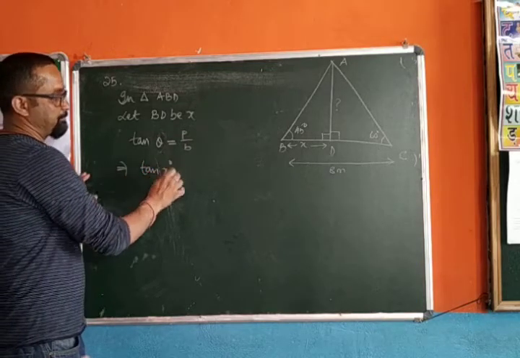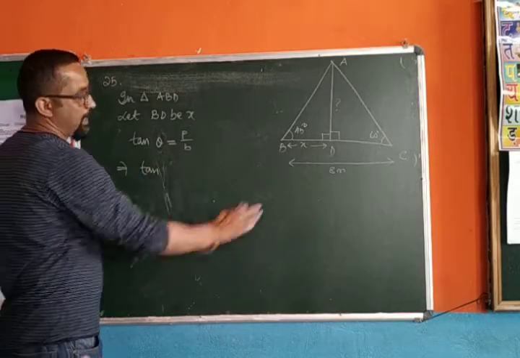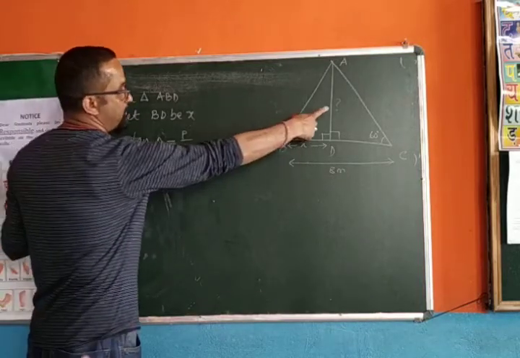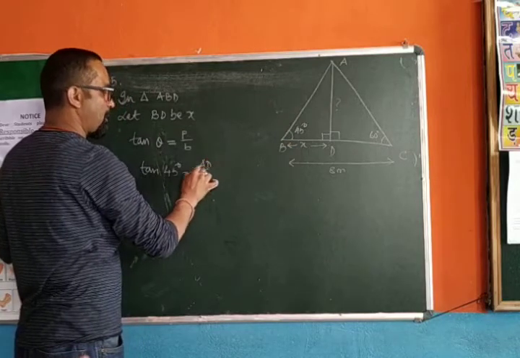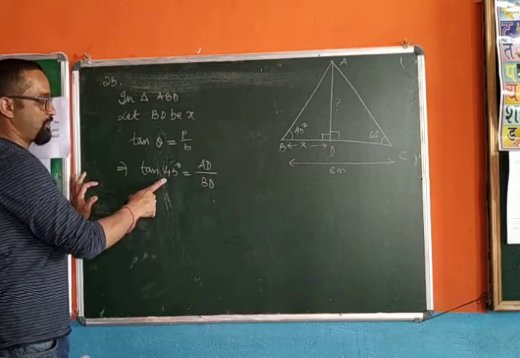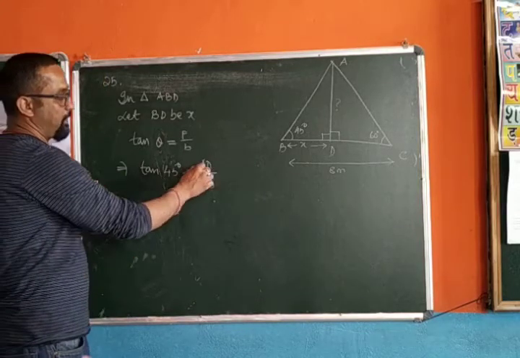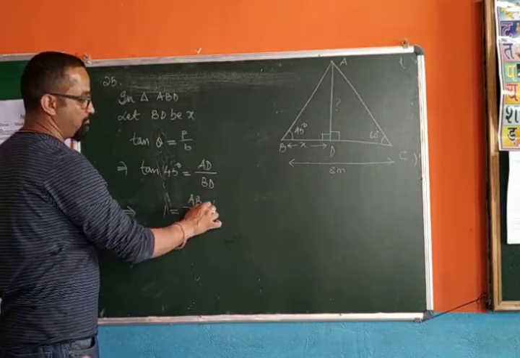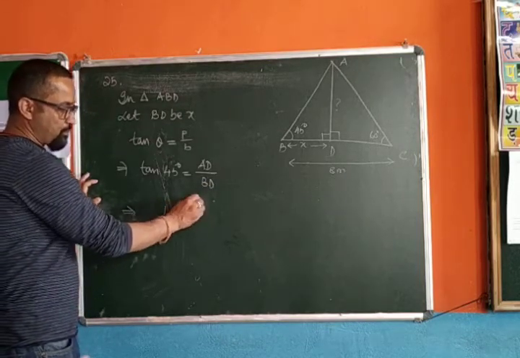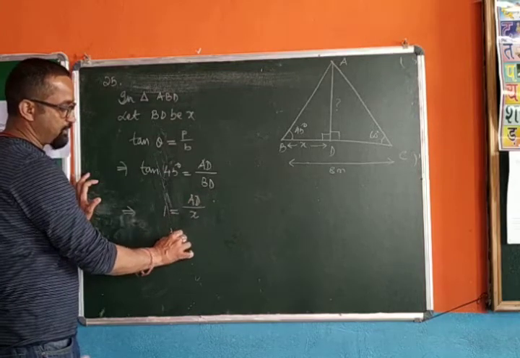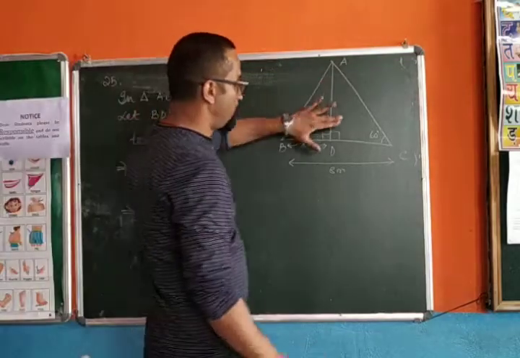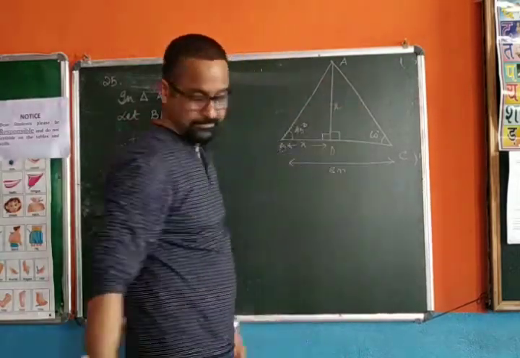Tan 45 degrees: perpendicular is AD, and base is BD. Substitute now. Tan 45 is 1, AD is unknown, BD we write x. Cross multiply, make AD the subject of the formula, you get x. Leave it like this. We know AD as x.